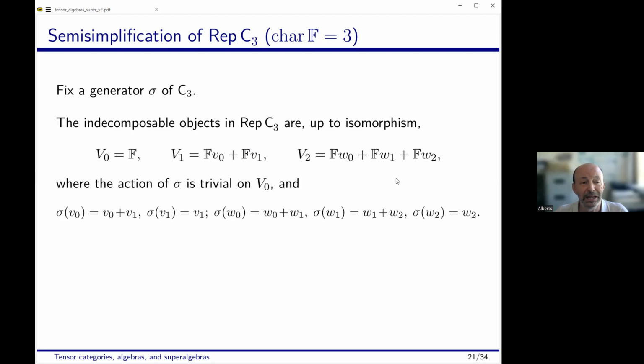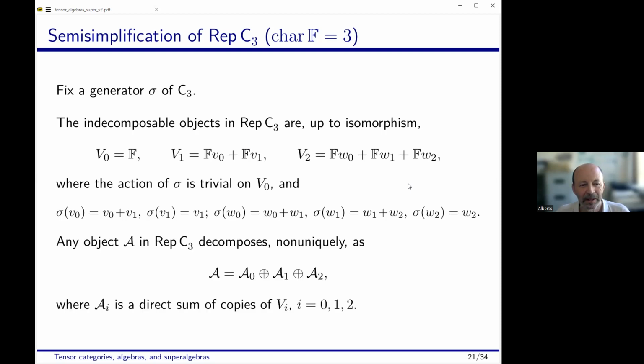So this means that the indecomposable objects in this category are either of dimension 1, which is the trivial representation, or of dimension 2 or of dimension 3 with the natural actions, so sigma minus identity takes W0 to W1, W1 to W2, and W2 to 0. And then we have the corresponding action of sigma. So these are just the Jordan blocks that we teach to our linear algebra students.